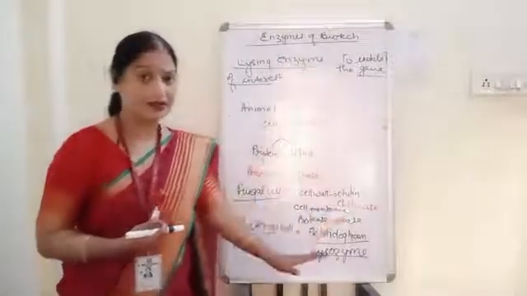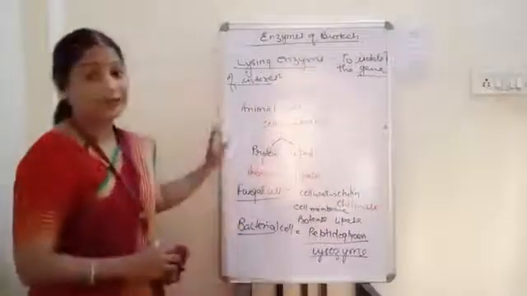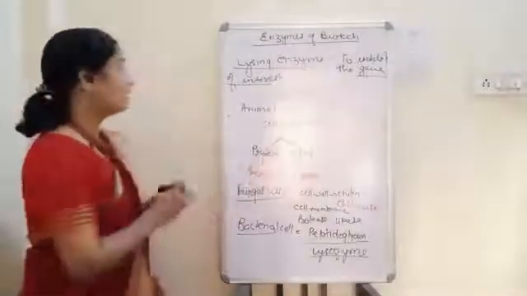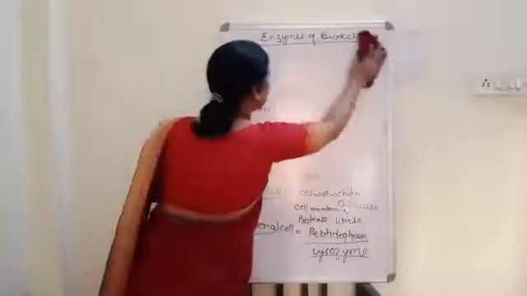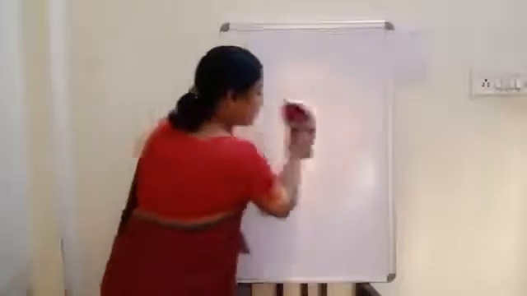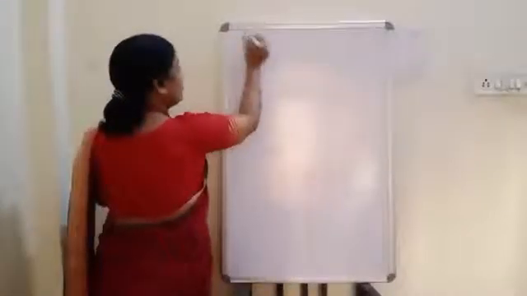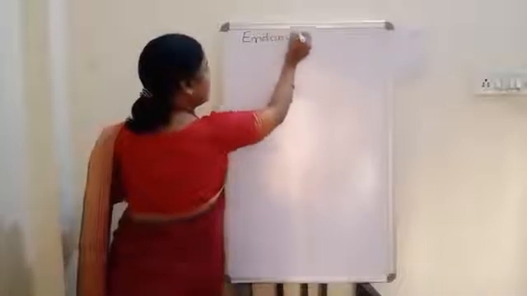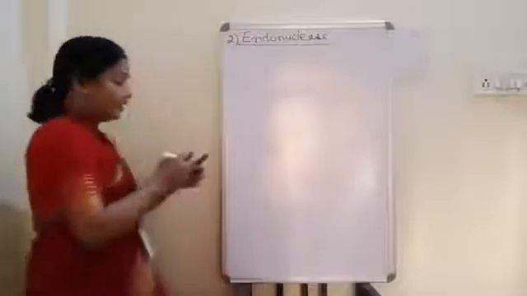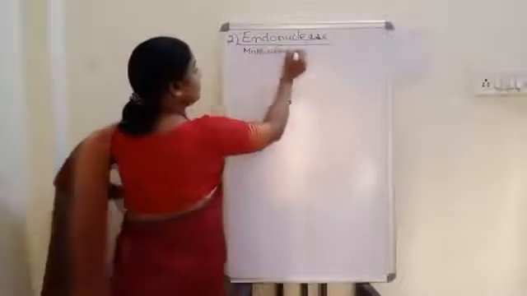So these are the enzymes, children, that are used to isolate our gene of interest, used to isolate the DNA. Now see, we have one more important enzyme, and that enzyme is called endonuclease. So our next point is endonuclease. This is the second important enzyme. This enzyme is also called the molecular scissor.